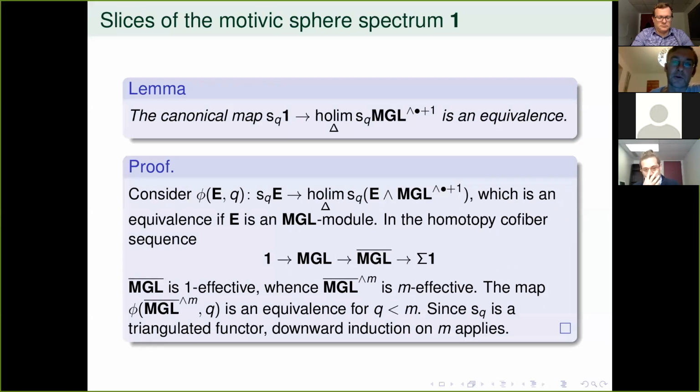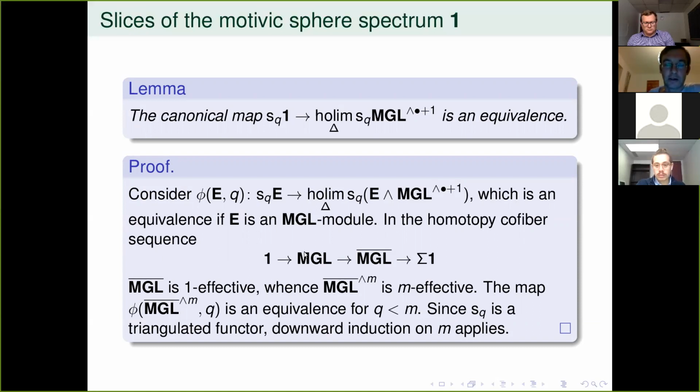And then observe that if this motivic spectrum happens to be an MGL module, then you can easily compute this homotopy limit, because you have an extra map from MGL smash E back to E. In some sense, this Adams resolution splits. I don't know what the proper word for it is, but in this case this property passes on to the slices, and then it's straightforward that this map is an equivalence for an MGL module.